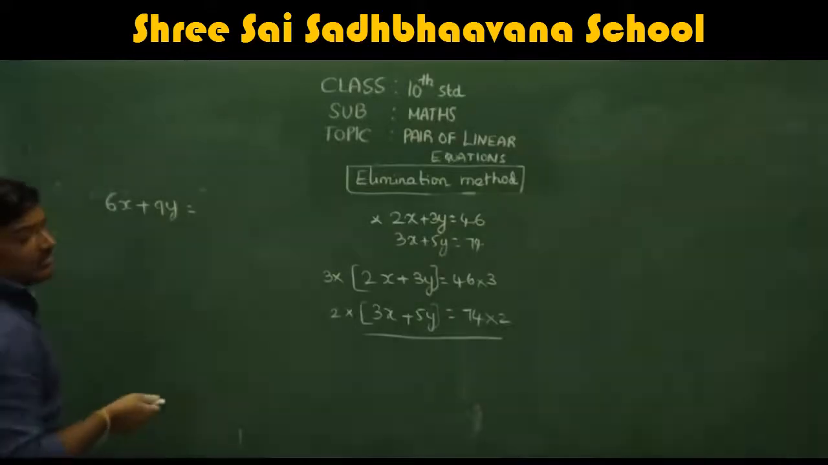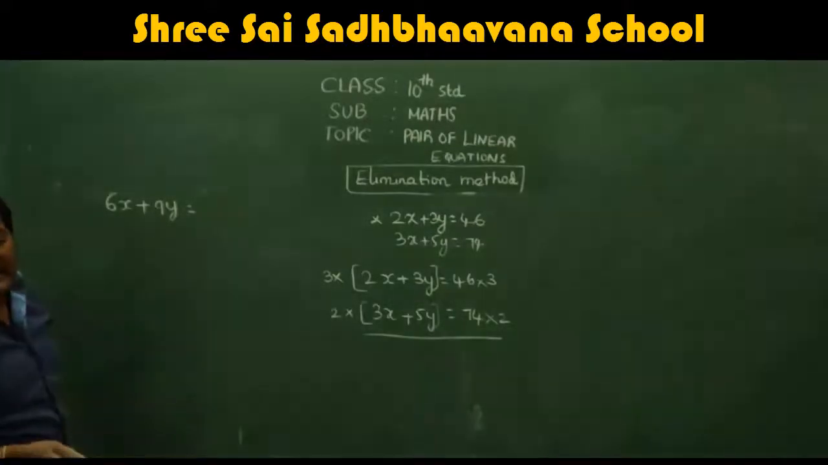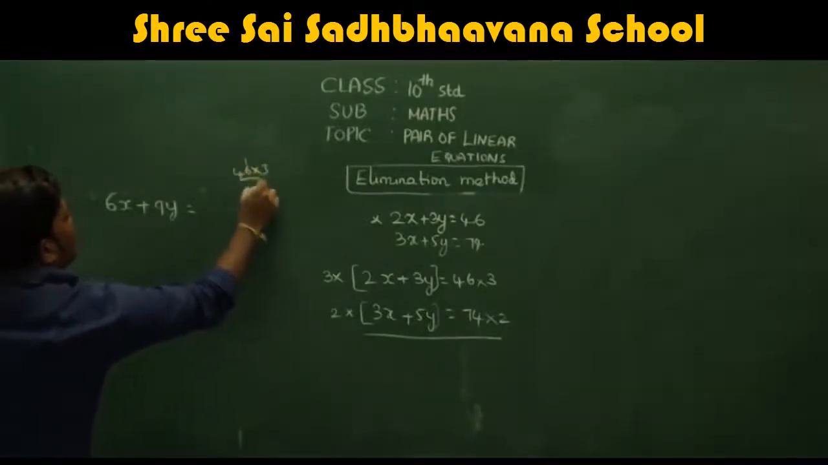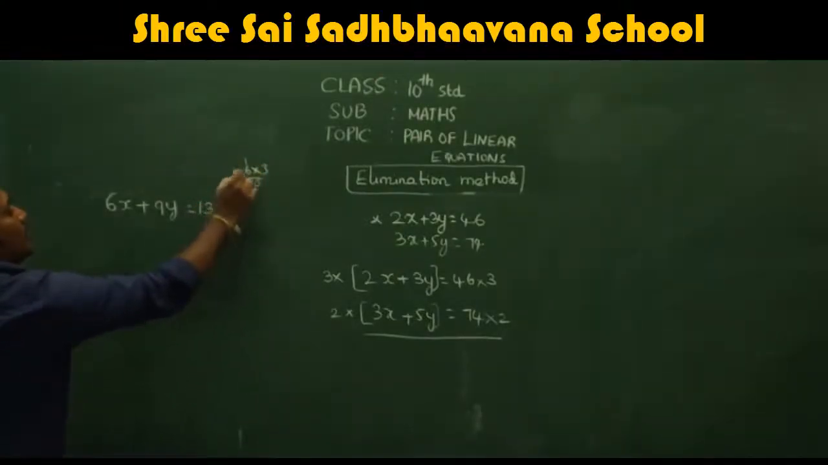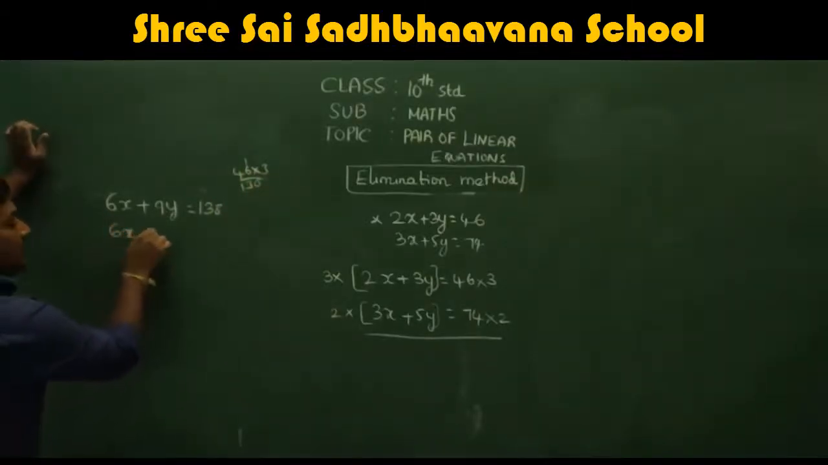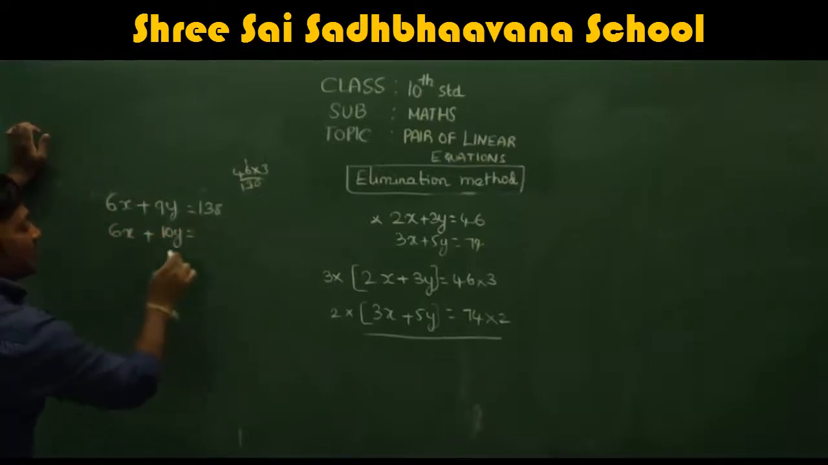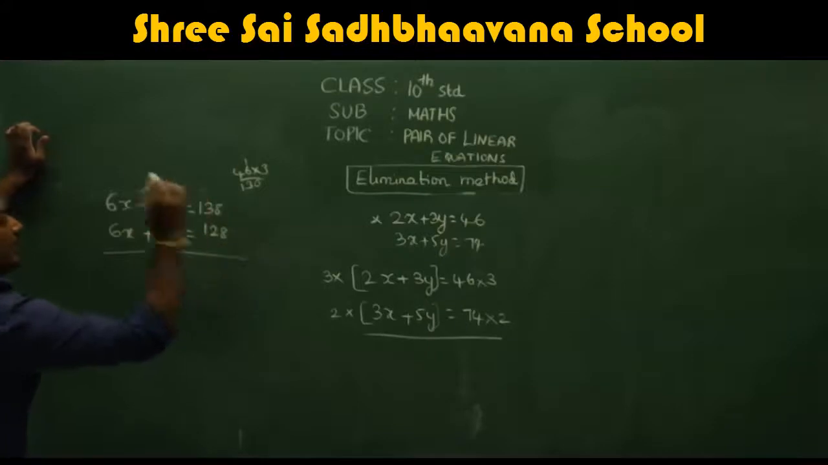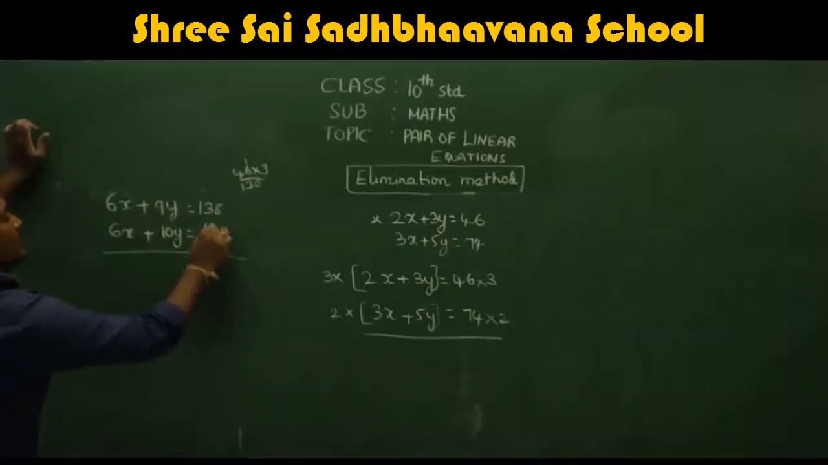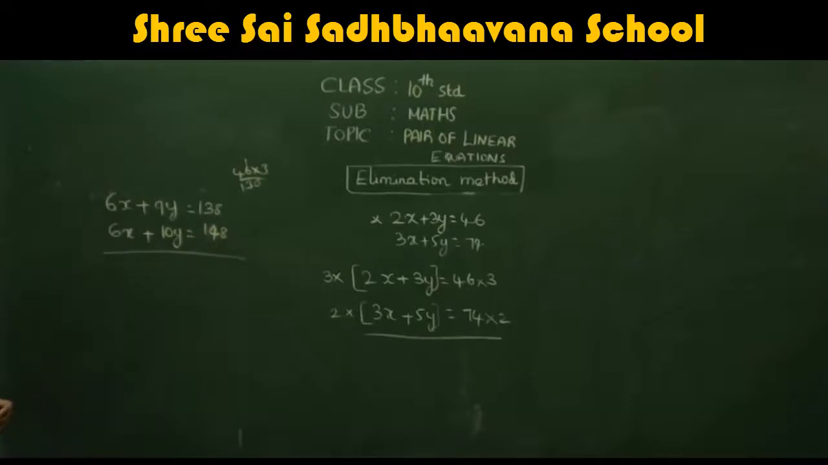You can multiply and check. I think it is 138, correct? Yeah, 138. So 138 will be the answer. Next, second one. 2 into 3x, 6x plus 2 into 5y, 10y and 74 into 2, 148. So I hope you understood what I am doing.